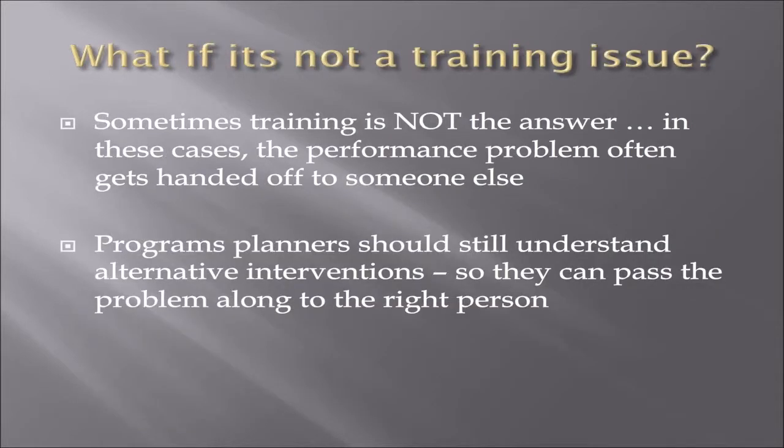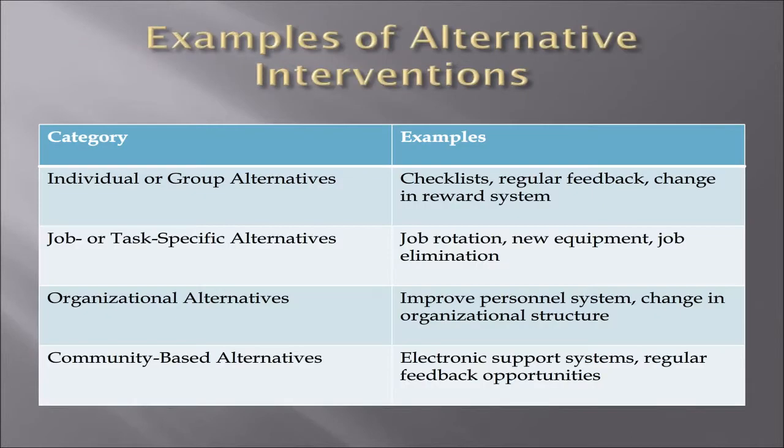What if it is not a training issue? Sometimes training is not the answer. In these cases, the performance problem often gets handed off to someone else. Program planners should still understand alternative interventions so that they can pass the problem along to the right person. Here are some examples of alternative interventions.